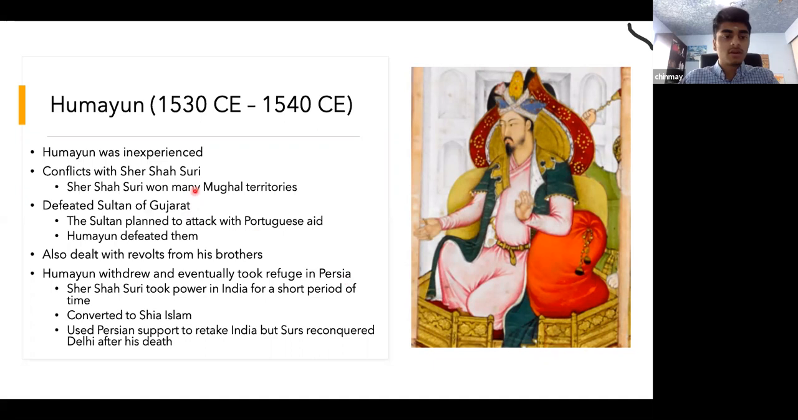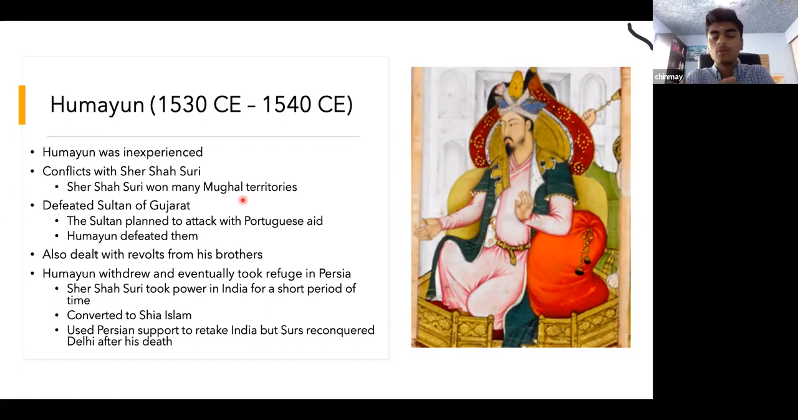So as we talked about Sher Shah Suri, he was pushing more and more into the Mughal Empire, this fledgling empire. And eventually it led to Humayun having to withdraw from India completely because of Sher Shah Suri. And he had to take refuge in Persia. So Sher Shah Suri came and actually took power in India for a short period of time.